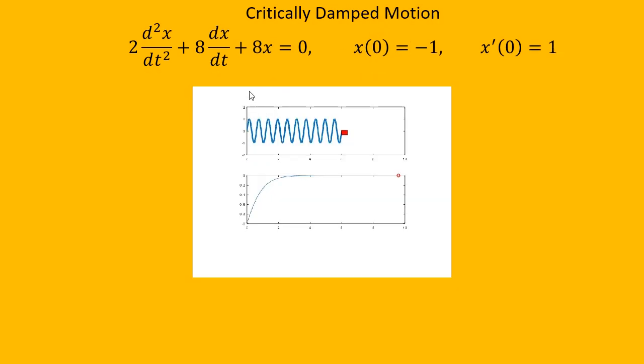Let's look at an animation for a critically damped system. Here's the wall, and here's the spring with a mass attached to it. This is going to be an animation, so we'll see what the motion of this is in a few seconds. Below that is a plot of the displacement x of t versus time t.